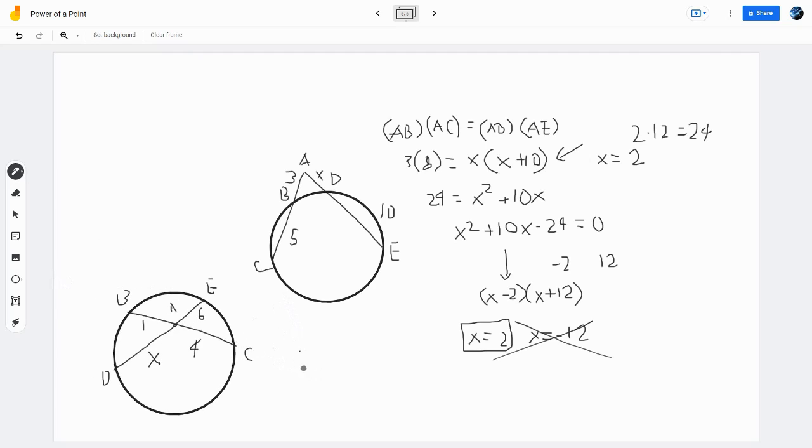You're going to have AB, right, times AC equals AD times AE, right? So this is going to be equal to 1 times 4 equals 4. And then this is going to be x times 6, right? So this is 6x. So we have 6x is equal to 4. And of course, x is just equal to 4 over 6, which is equal to 2 over 3. Simple. So this is our answer.